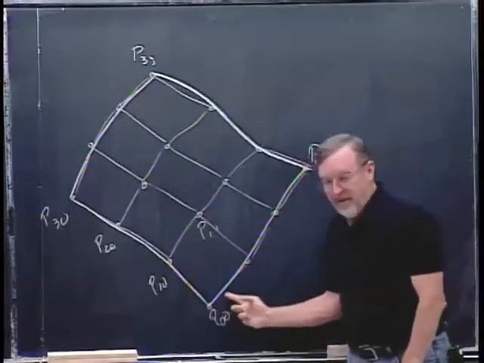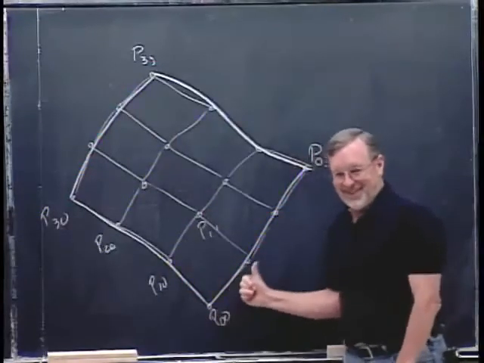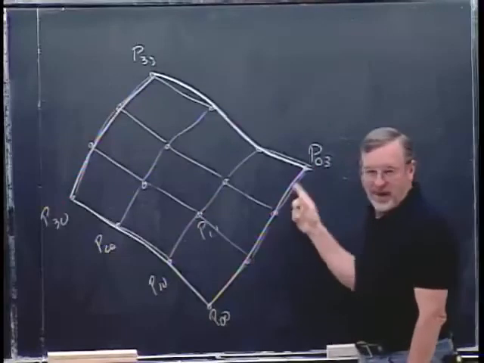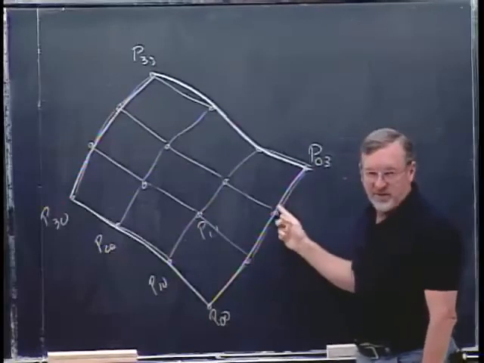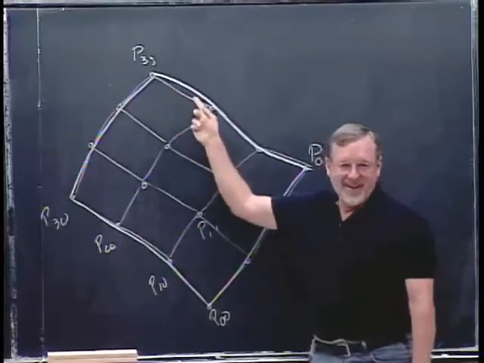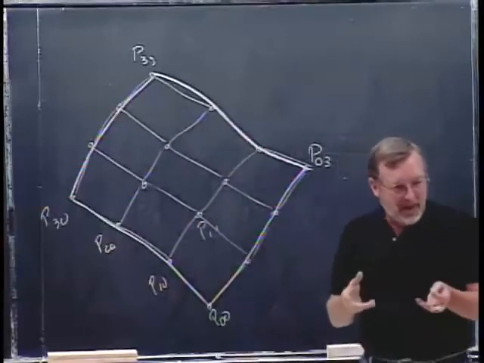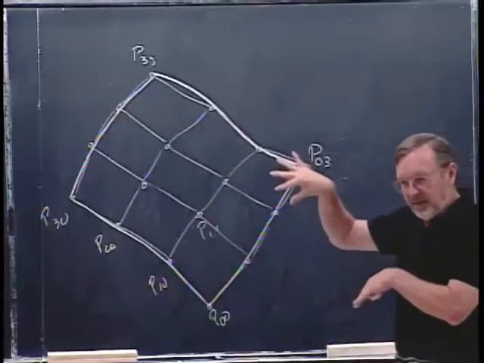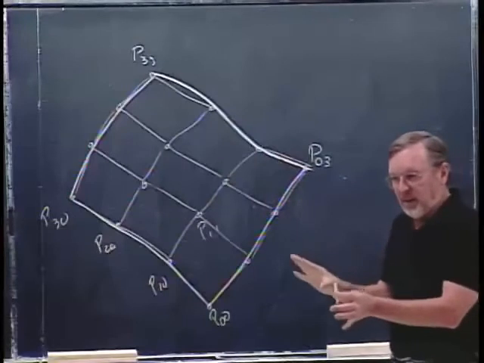This line here is tangent to the curve. This line here is tangent to the curve. And that's why I say use your imagination. These are tangents. But everything you can think of, the curves match up really nicely.